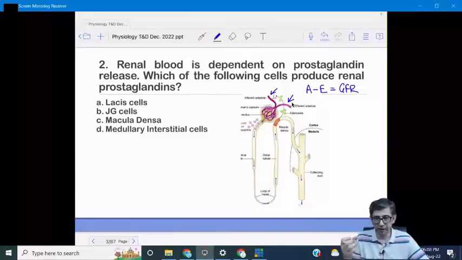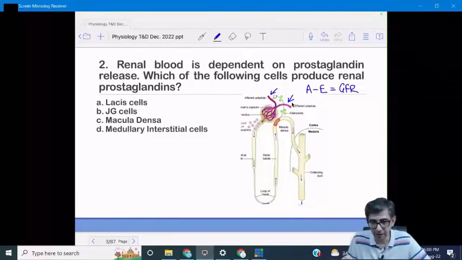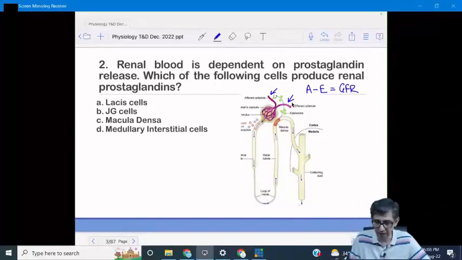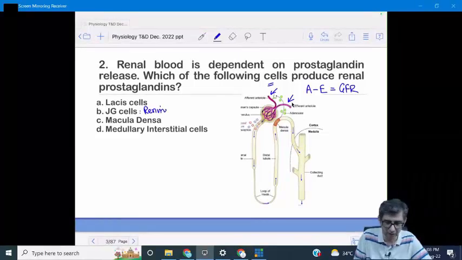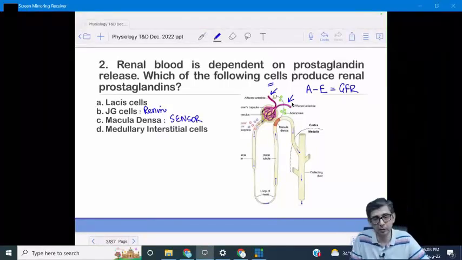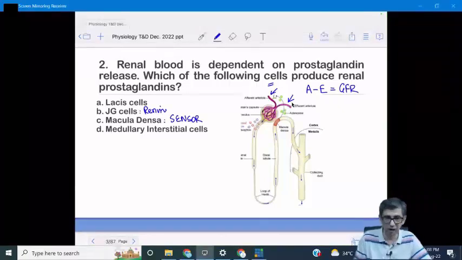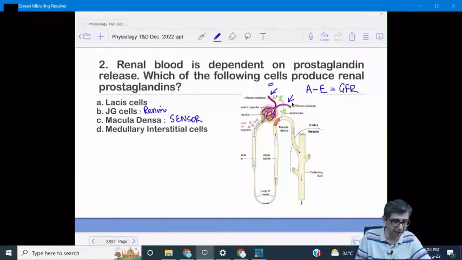Efferent arteriole will be relatively constricted and afferent arteriole will be relatively dilated. So we will be having a balance or a gradient that is created. The question is asking which of the following cells will be producing it. So one you can definitely pick up is JG cells, but they make renin, so that will not be the answer. And macula densa will not be the answer because macula densa is the sensor. So two cells can be ruled out. You are left between option number A and option number D.